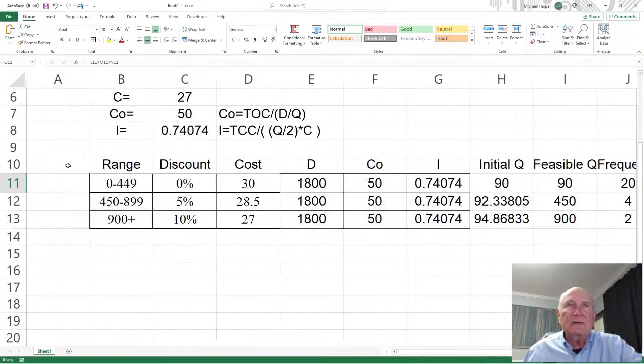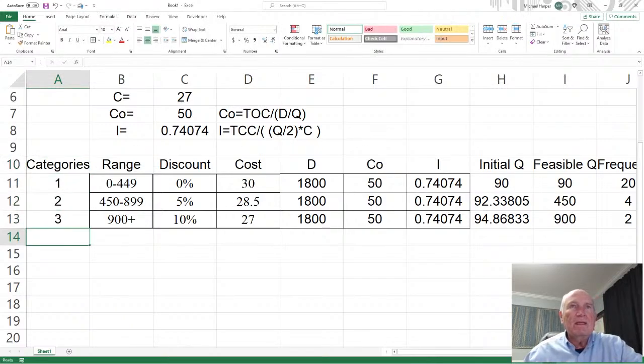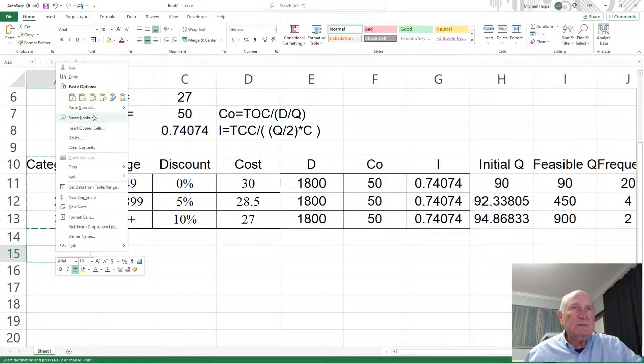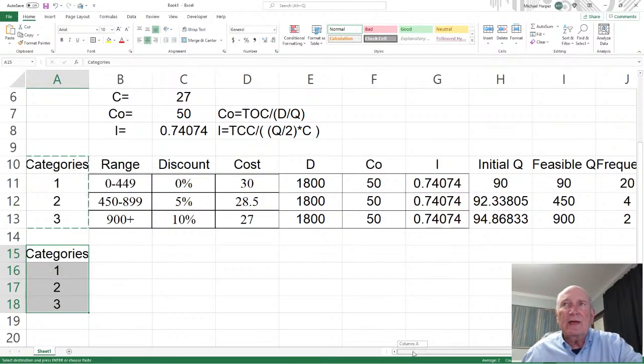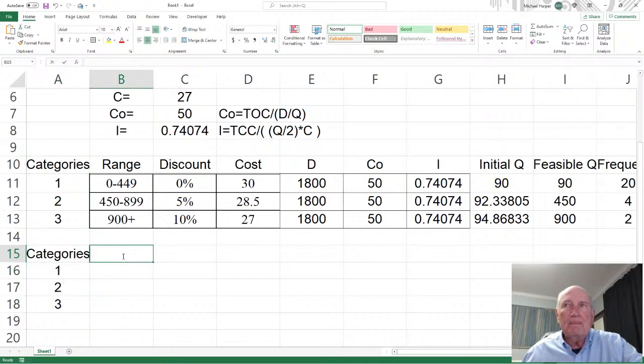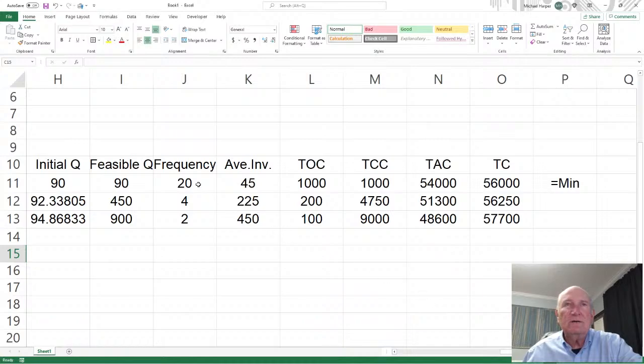And so here's our categories over here, 1, 2, 3. Let's take these and bring them down here and paste them again. Over here we're going to bring our feasible Qs, and then for that let's bring our frequency.